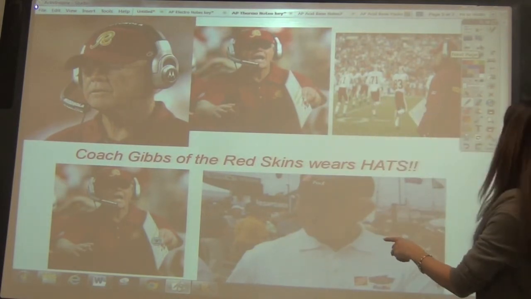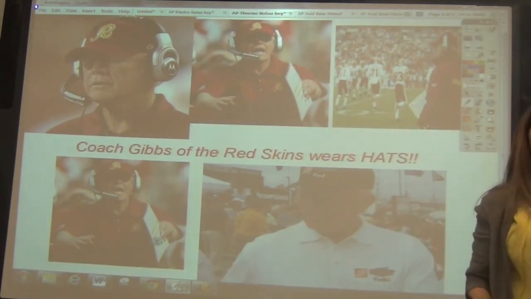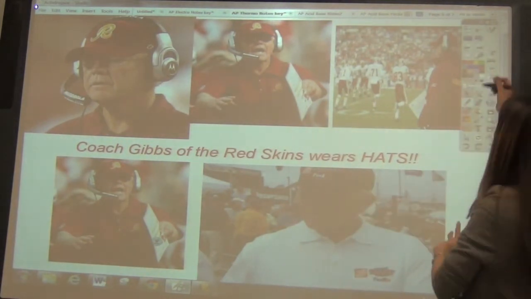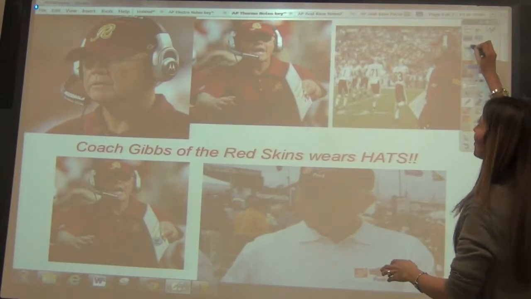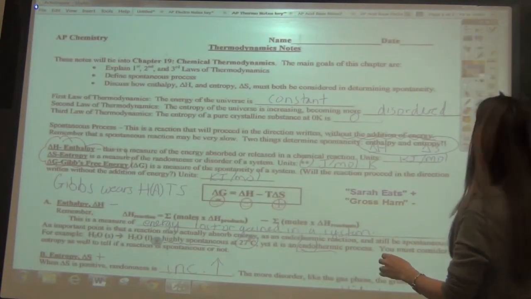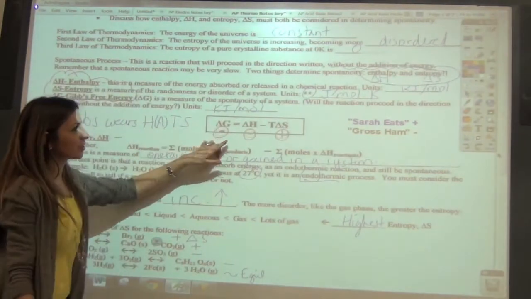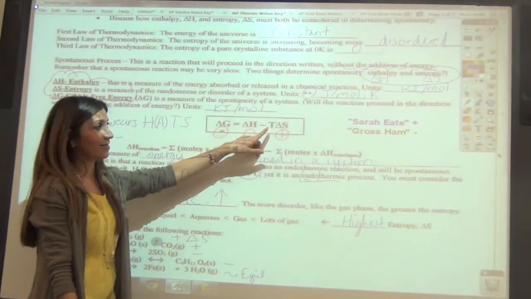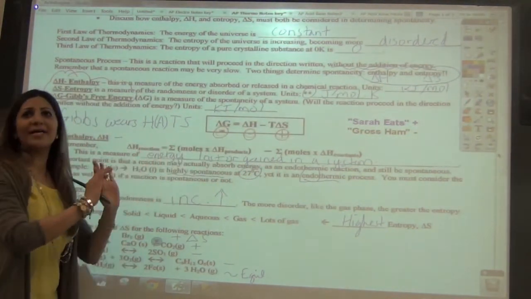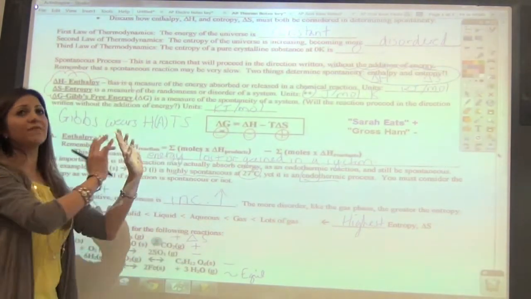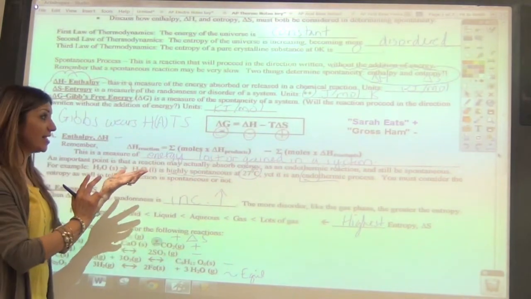I happened to look at pictures, trying to look up some analogy to get you guys to remember, and I found out that he always wears hats. So Coach Gibbs always wears hats, and so I call this the hats equation. It's delta G is equal to delta H minus T delta S. And so the idea is that if you can figure out any 2 of these, you can figure out whether or not your reaction is spontaneous.